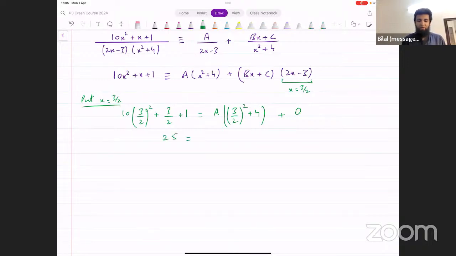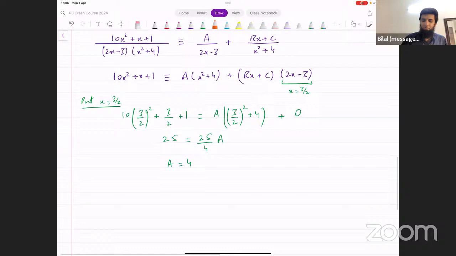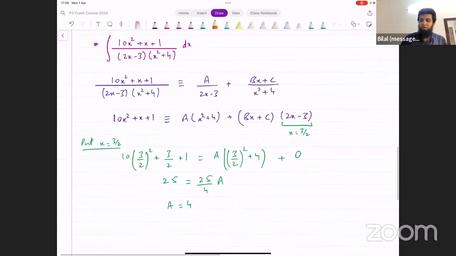On the right side, we have 9 over 4 plus 4. That's 25 over 4. 25 over 4 times a, and then a equals 4. That's one constant that we were looking for. The value of a turns out to be 4. Okay. Now, what do we do at this point? We need to find the values of b and c as well.